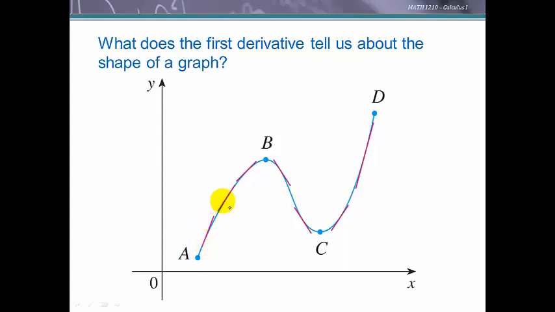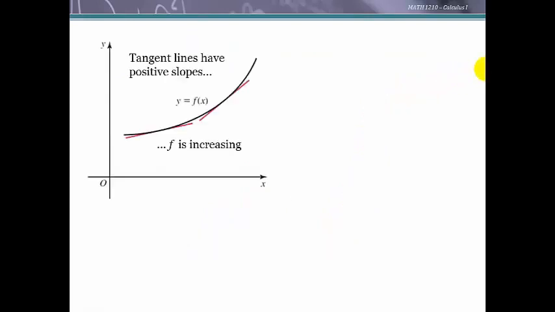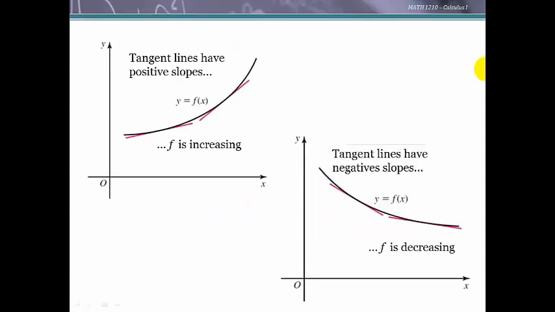From a to b, we see this function is increasing, and we see that the derivative is always positive there. From b to c, we see that this function is decreasing, and the derivative between b and c is always negative. And from c to d, the function is increasing, and we see that the derivative, the slope of the tangent to the curve there, is always positive. Tangent lines have positive slopes, and the function is increasing. When the tangent lines have negative slopes, the function is decreasing.